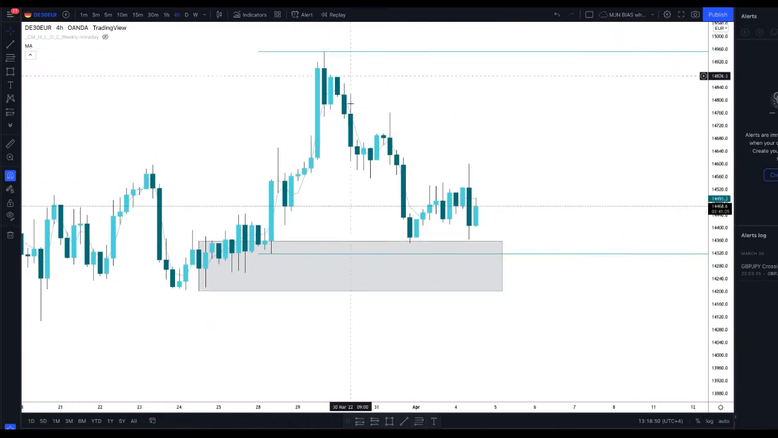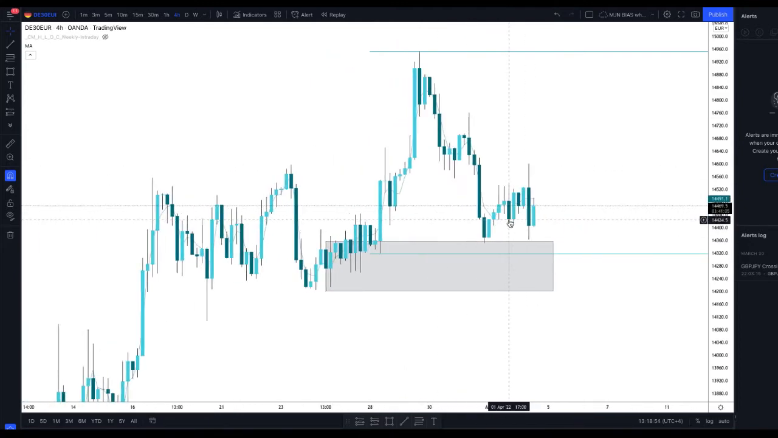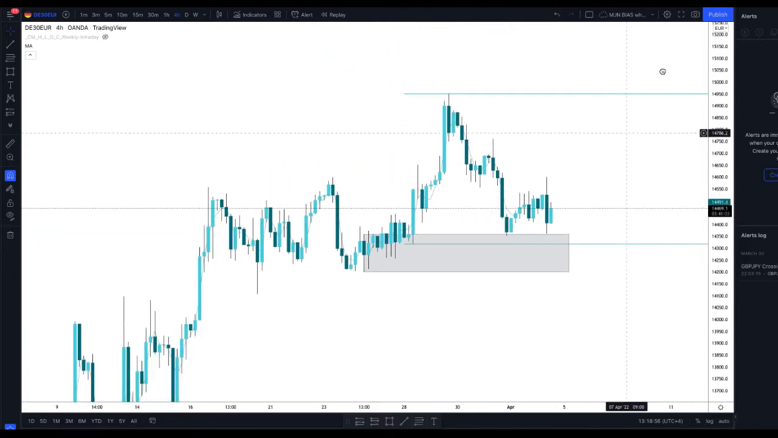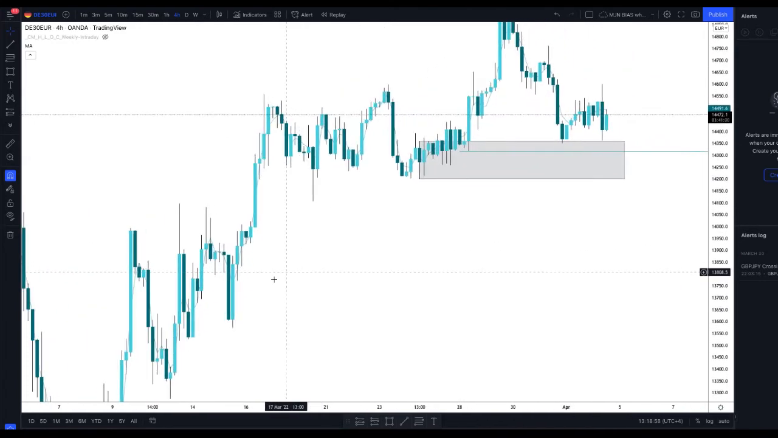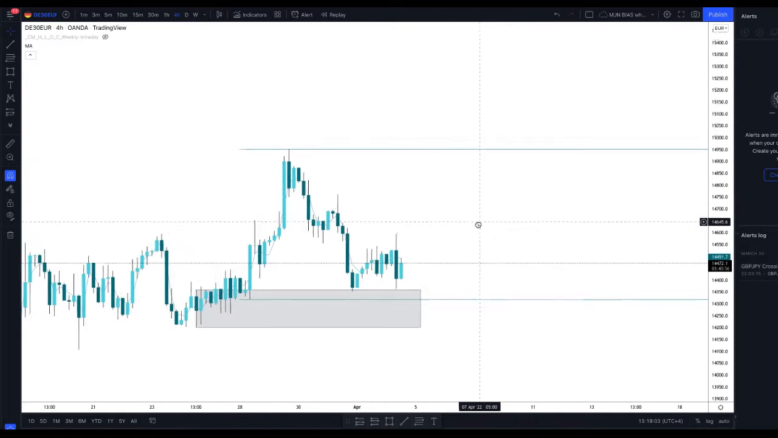Now, 4-hour order flow is currently bearish, but the overall daily would be currently bullish. Okay, so we could see that kind of flip reverse.